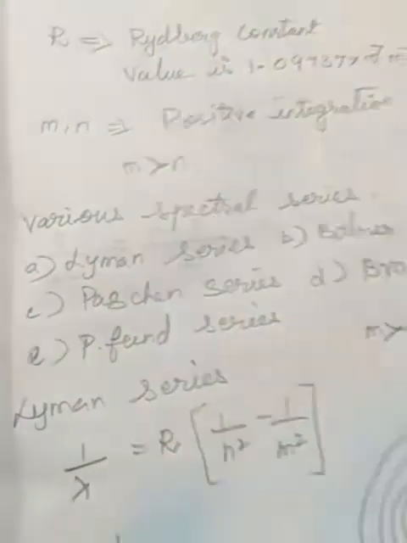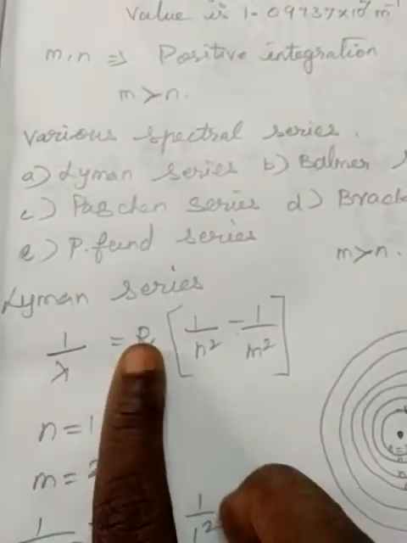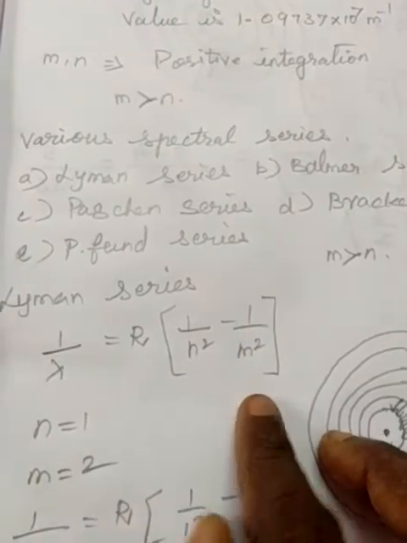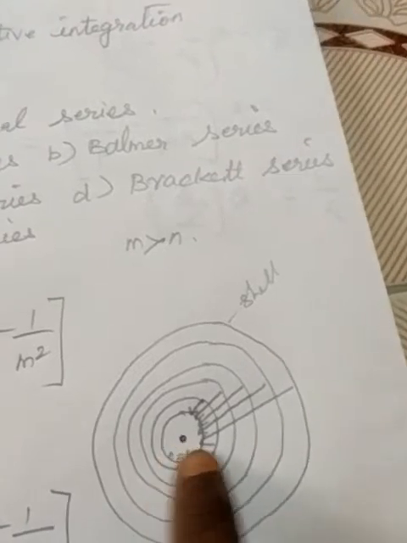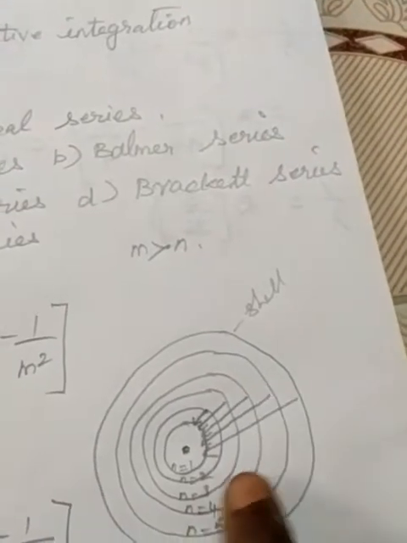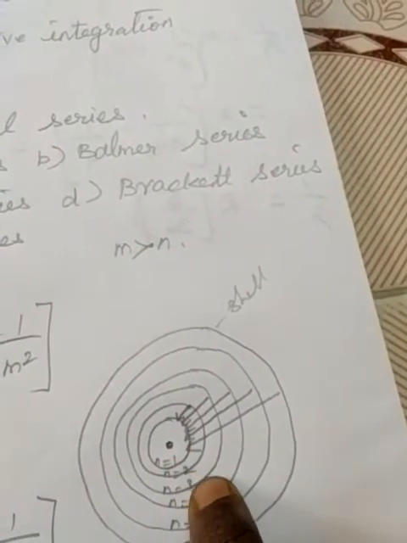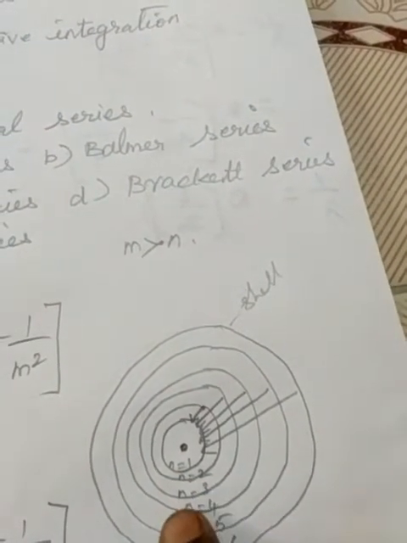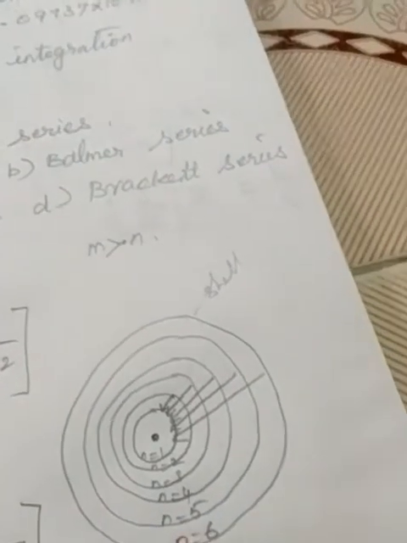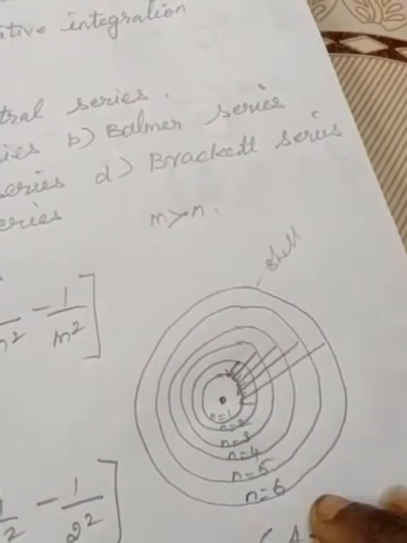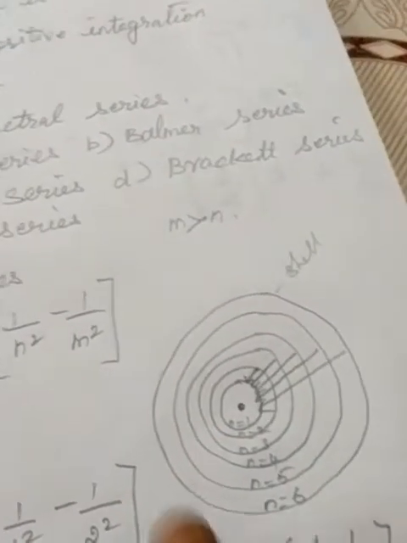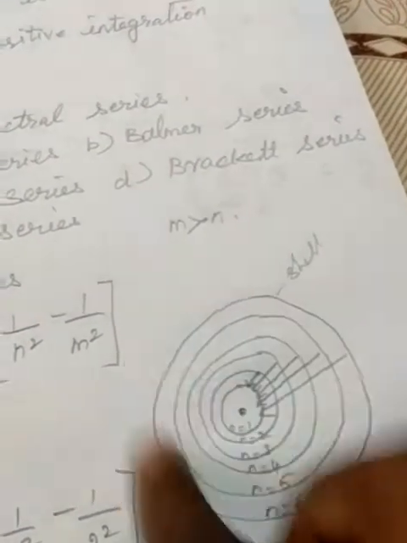First we take the Lyman series, using the Bohr atom equation 1 by lambda equals R (1 by n squared minus 1 by m squared). How do we calculate it? This is the atom, and electrons revolve around it in shells: first shell, second shell, third shell, fourth shell, fifth shell, and sixth shell. So we take n equal to 1, 2, 3, 4, 5, 6. Each one is a shell, and each has electrons.